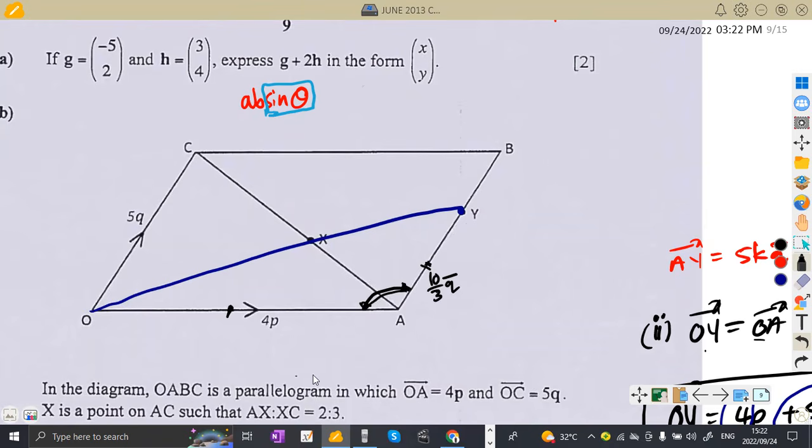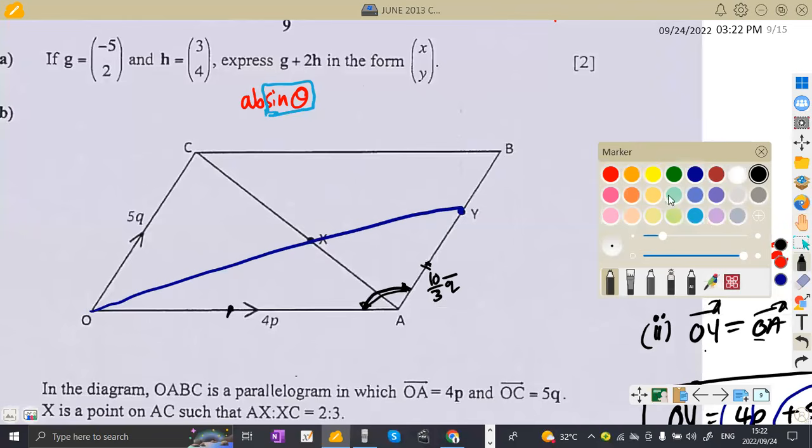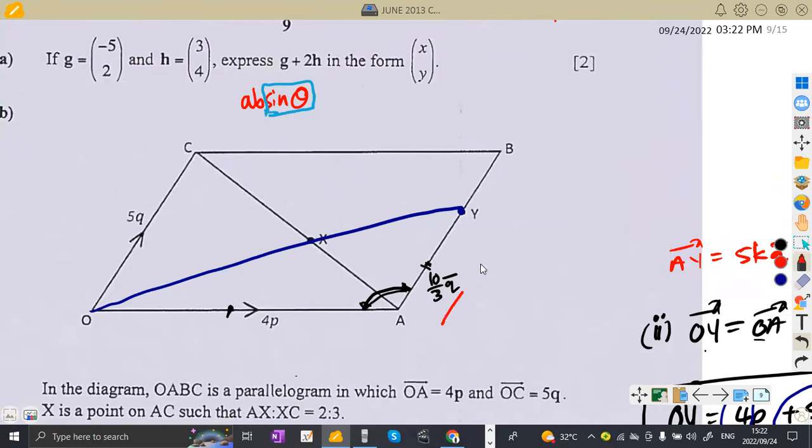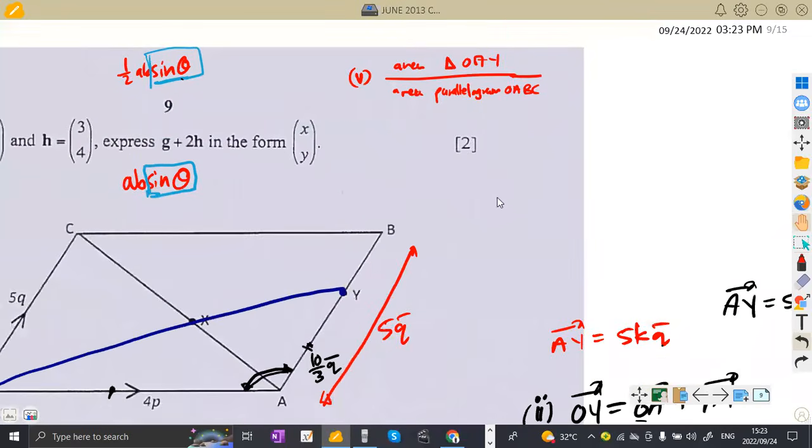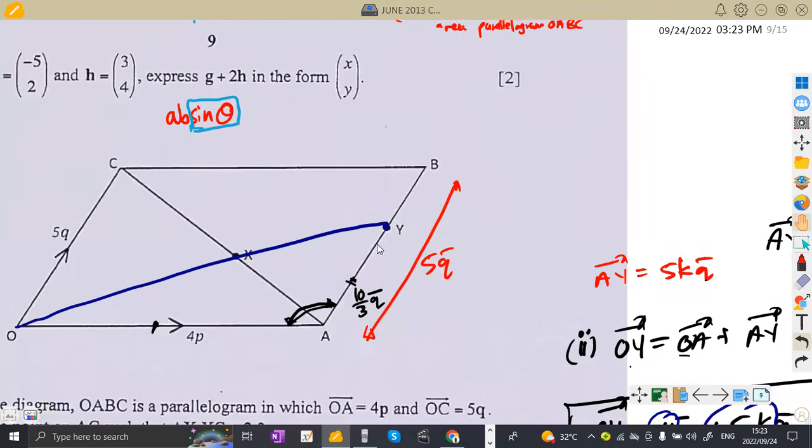Okay, but remember that the whole of AB, from A to B, is the same as this one. Remember, we said this one before, it's 5Q. So we've got 5Q here. For the triangle, I need the area of the triangle OAY. So this is OA to Y here.